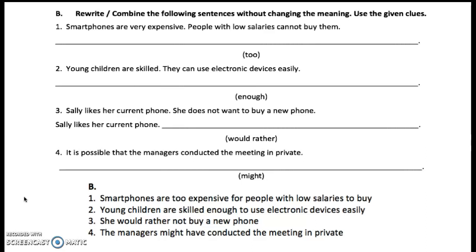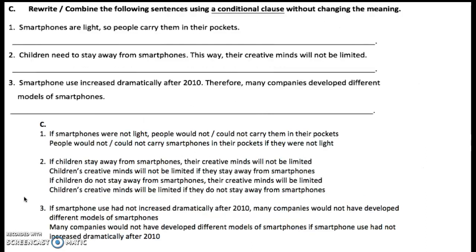Number 3, would rather is used to talk about our preferences. Here we have a negative form, which is would rather not plus verb 1. Part C, number 1. The given situation talks about the present, so we should imagine the opposite of the situation. In other words, it is an unreal situation, so we should use if type 2.